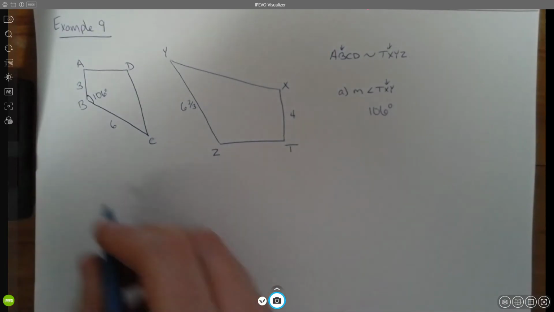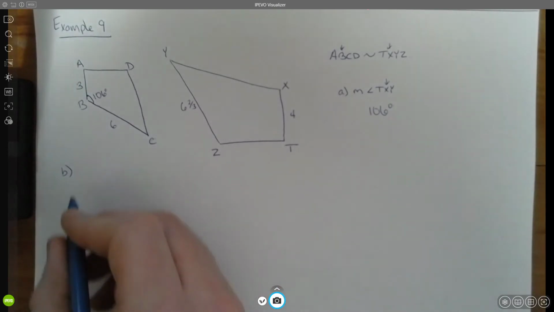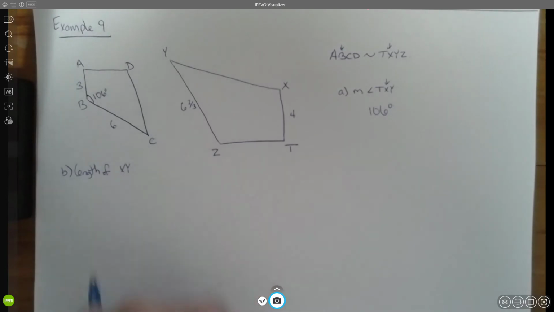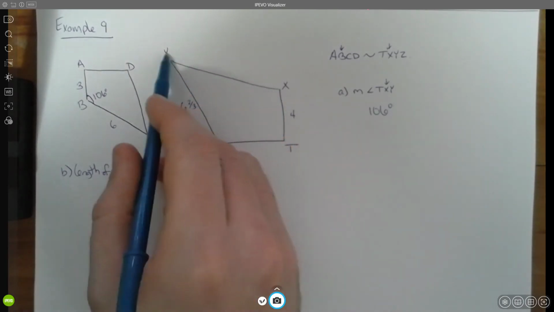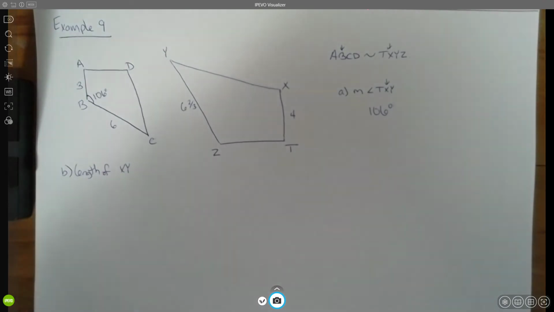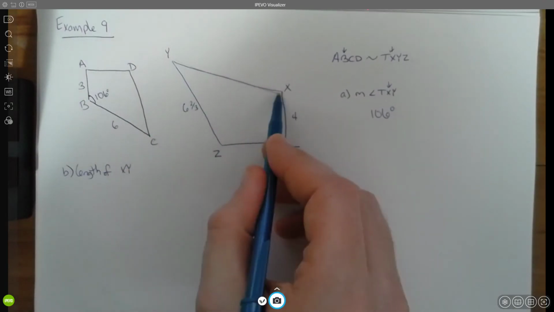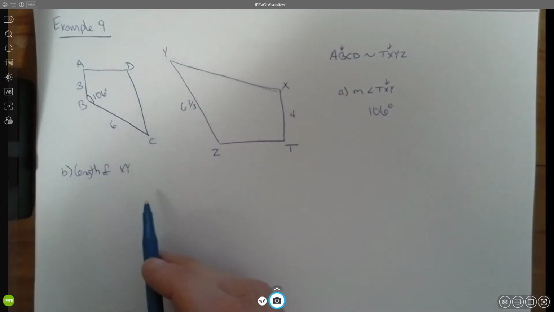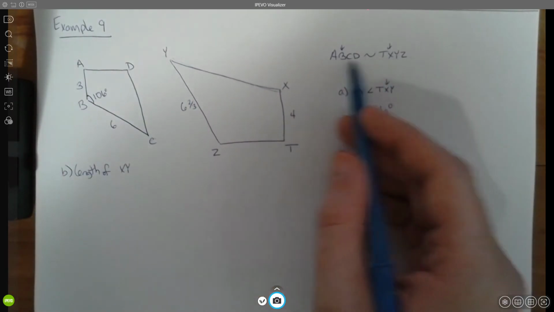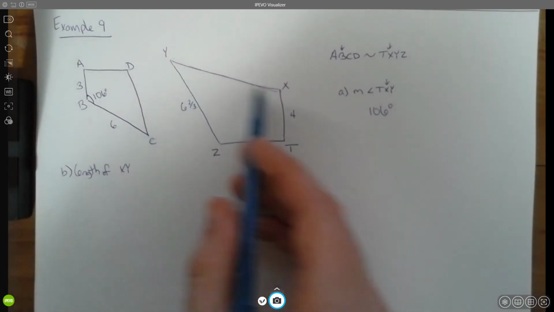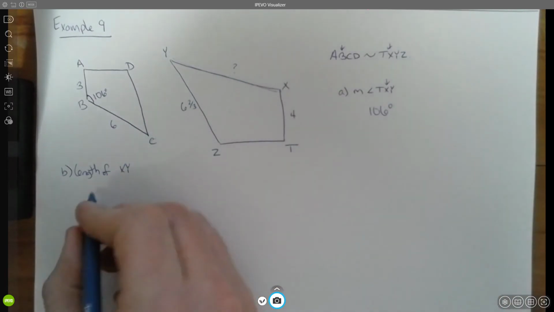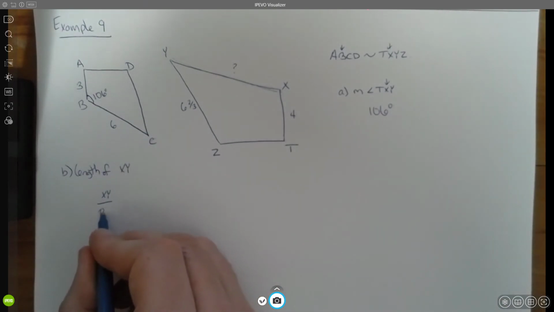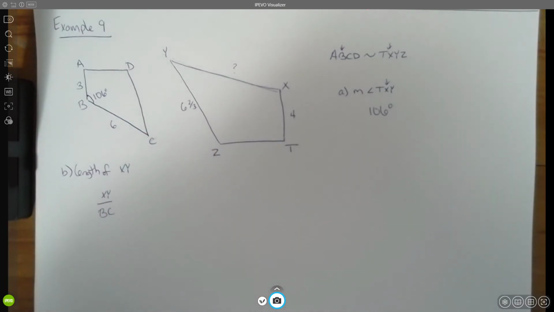Let's deal with a little bit of a trickier one now. B, we're going to deal with the length of XY. Okay, so we're dealing with this long side length here. First things first, what does this long side length correspond to in this quadrilateral? And if we were to rotate it, or take a look over here, we would see that side length XY, which is what we don't know, corresponds to side length BC, which we do know as 6.